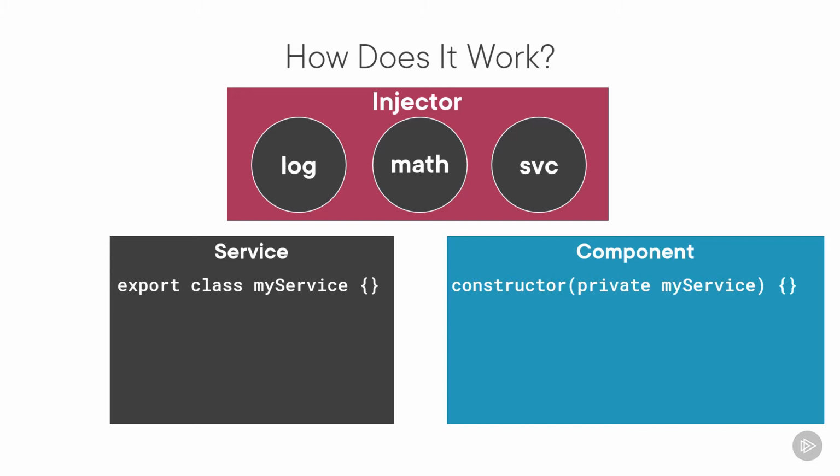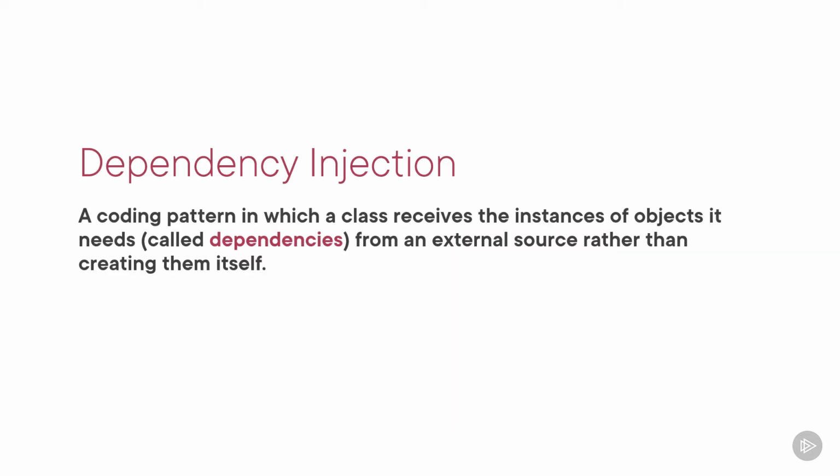Now let's look at a more formal definition of dependency injection. Dependency injection is a coding pattern in which a class receives the instances of objects it needs, called its dependencies, from an external source, rather than creating them itself. In Angular, this external source is the Angular injector. Now that we've got a general idea of how services and dependency injection work in Angular, let's build a service.